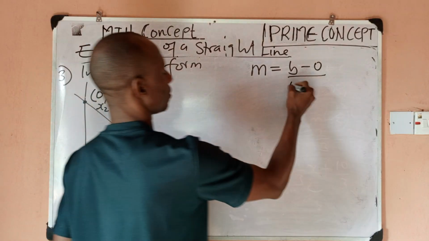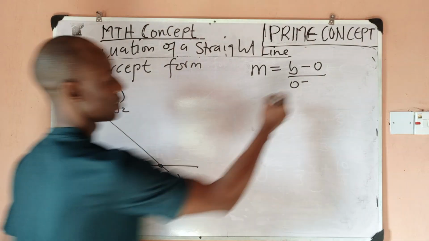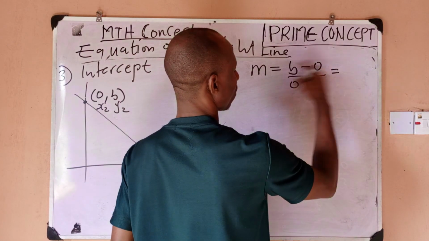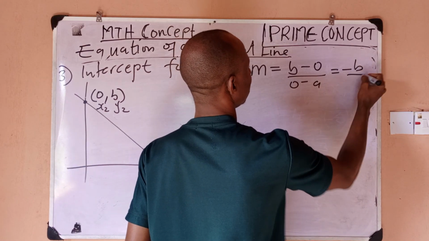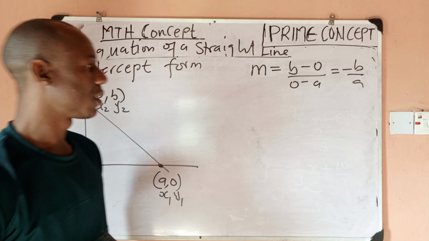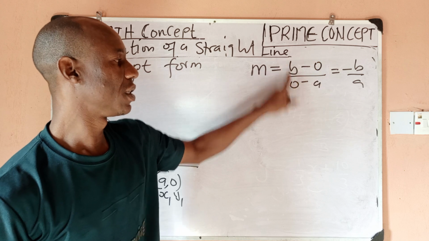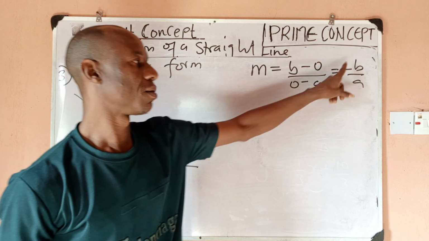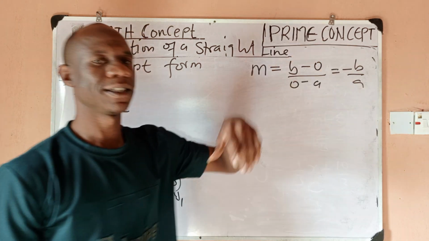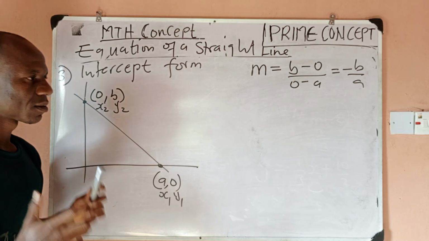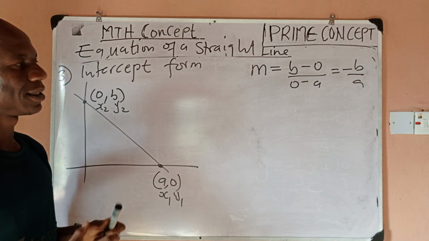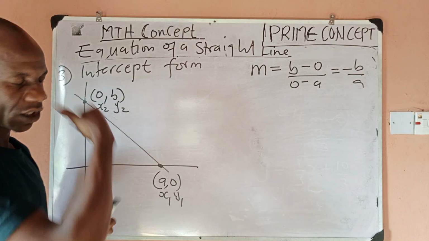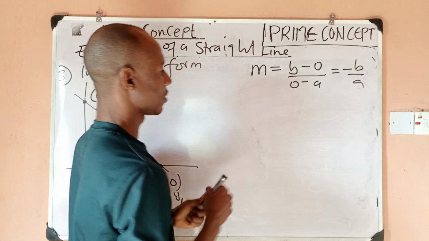X2, which is 0, minus x1, which is a, so that my slope becomes minus b over a. So check it very well. B minus 0 is b, 0 minus a is minus a, so my slope is minus b over a. Now, if I use my formula for finding the equation, let's say we want to use the previous form.